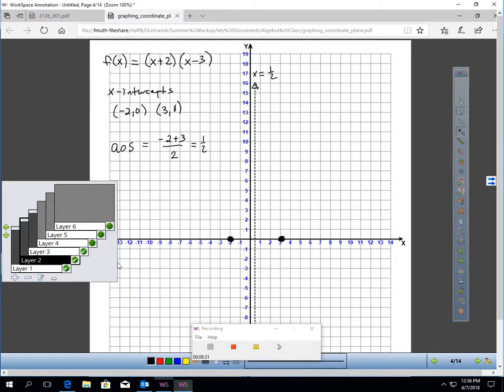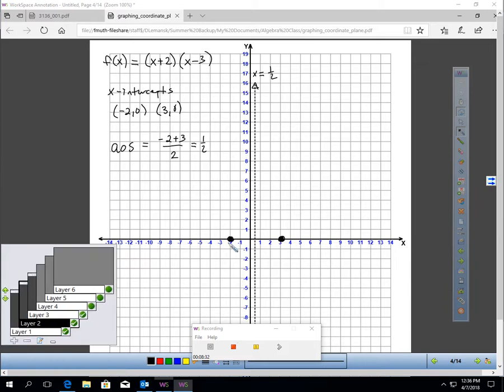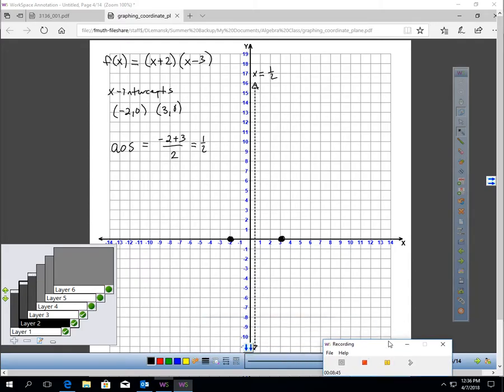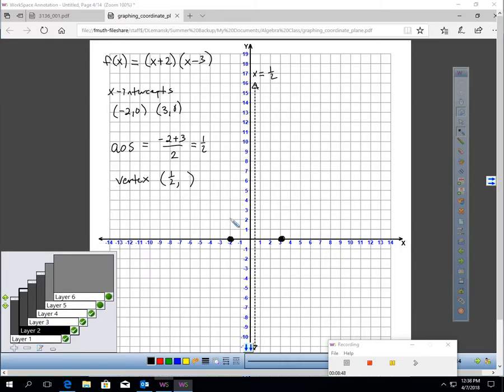Okay, now, I need the axis of symmetry. The axis of symmetry is the average of those 2. So I'm averaging out negative 2 and 3. Negative 2 plus 3 is 1, and I divide that by 2, and it's a half. So my axis of symmetry is a half. Now, my vertex has to be on the axis of symmetry. So I know my vertex is half for x, but I don't know y.